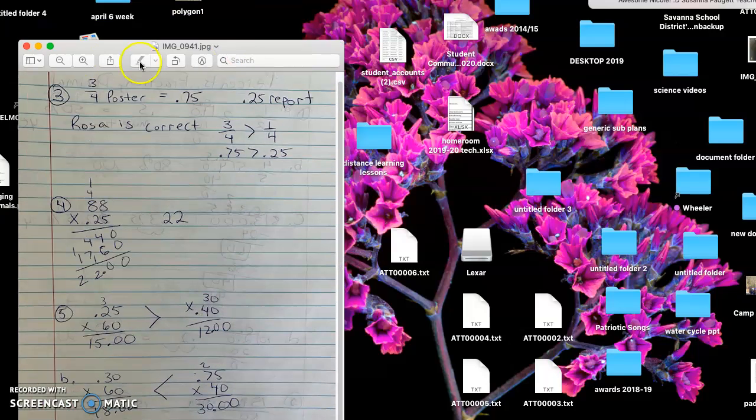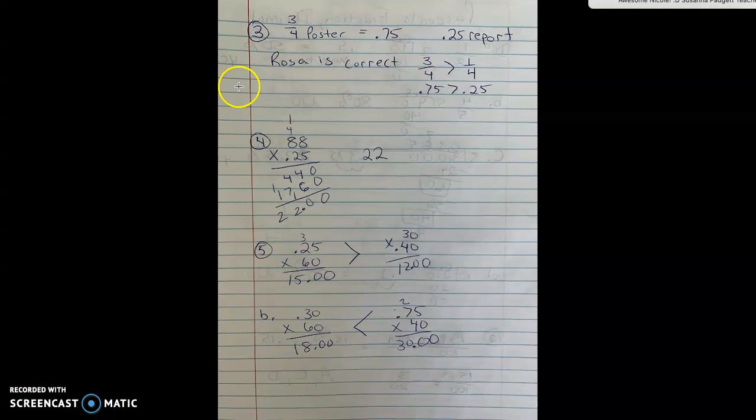Okay, question number 3. Okay, 3/4 chose the poster, so I divided 3 divided by 4, and I got 0.75. 0.25 wrote a report. So 0.75 is greater than 0.25, so more people did choose to make a poster. Rosa is correct. Number 4, 88 times 25%, so times 0.25, is 22. Remember, 2 decimal places, so 22 is the answer.